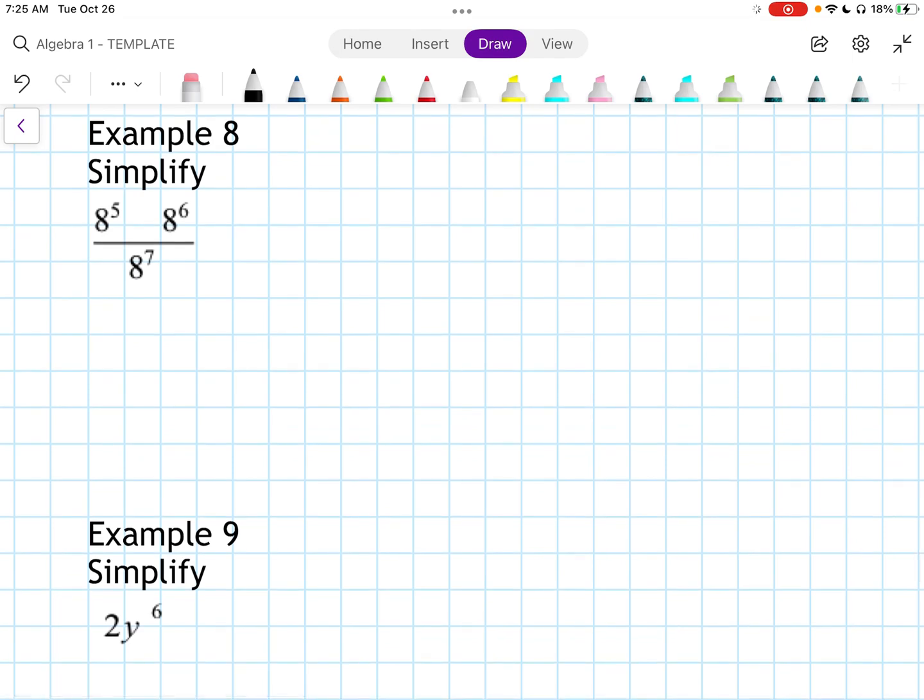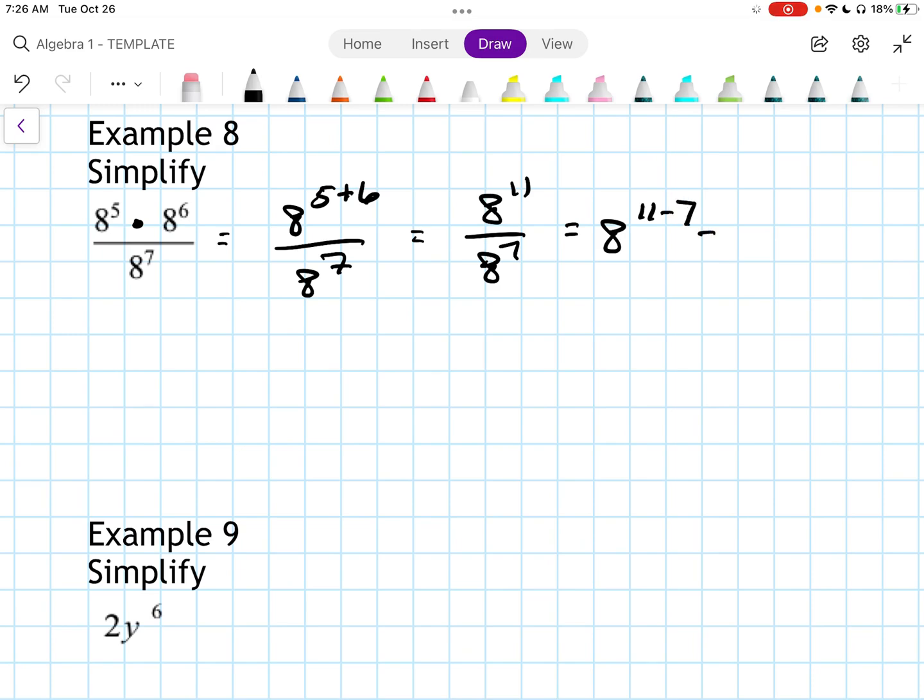Example number 8. This is 8 to the 5th times 8 to the 6th over 8 to the 7th. Well, the numerator could turn into 8 to the 5 plus 6, and then we still have our denominator. This would be 8 to the 11 over 8 to the 7, which would be equal to 8 to the 11 minus 7, which is 8 to the 4th. And I'm just going to leave it as that.